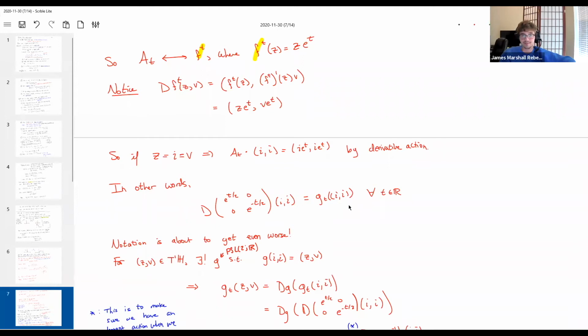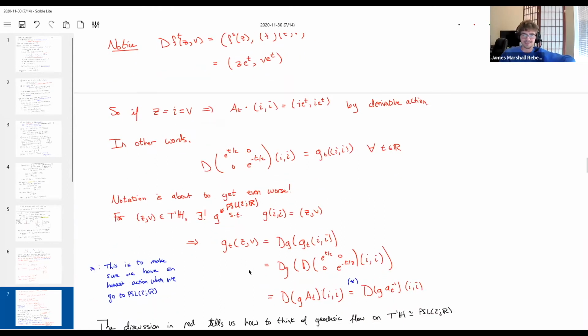And here's where it gets even worse. So take another element in your unit tangent bundle, ZV. There exists a unique G in PSL2R that connects II to ZV. This G has nothing to do with GT, and this GT has nothing to do with the other GT. So this GT is the geodesic flow for the point ZV. This GT is for the representative vector II. Somehow they're the same thing, but yeah, there's a whole bunch of G's and they're all not related.